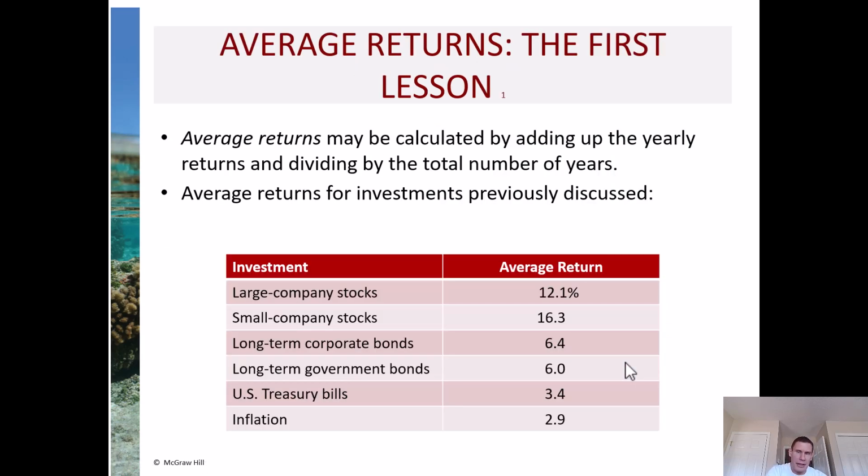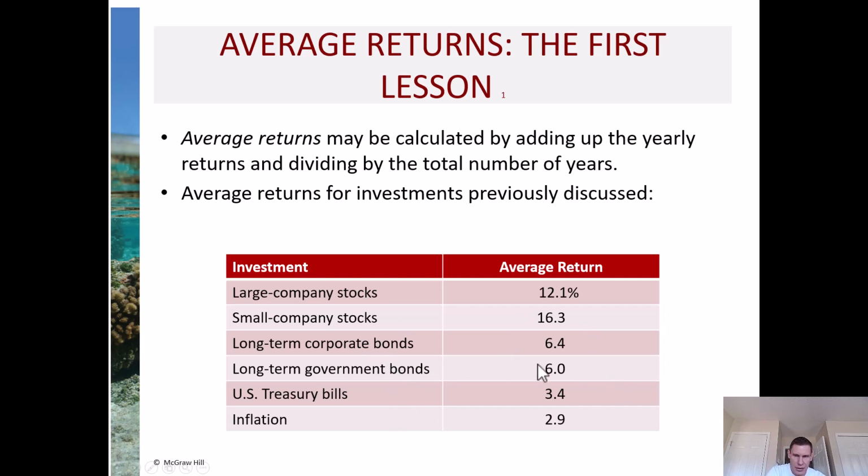So average returns may be calculated by adding up the yearly returns and just dividing it by the total number of years. So looking at what we just discussed, you can see here the large company stocks, the average return was 12.1. Small company stocks, 16.3. So that was actually the highest performing. Usually because small companies are more lean and more nimble. A lot of large companies are just kind of laden down with bureaucracy, and they're not as agile.